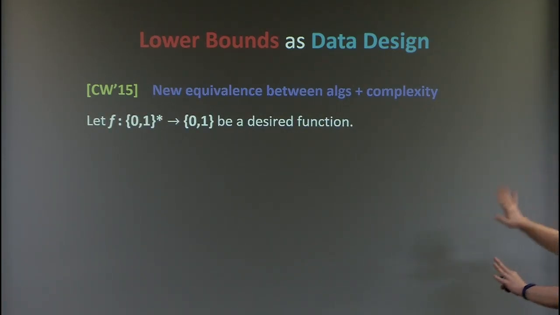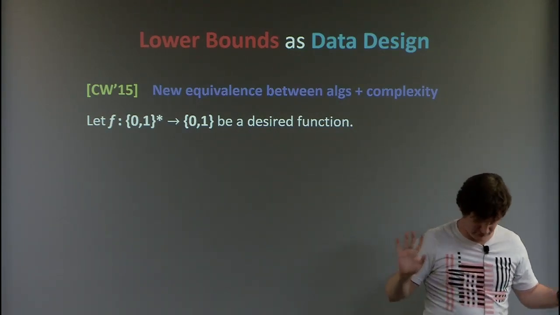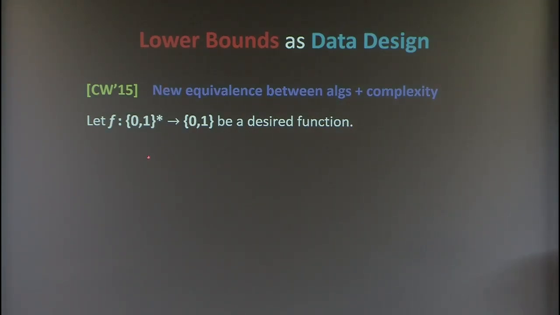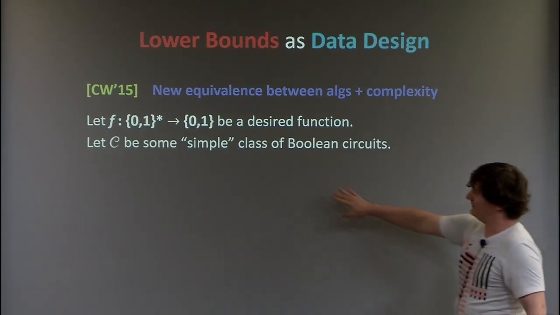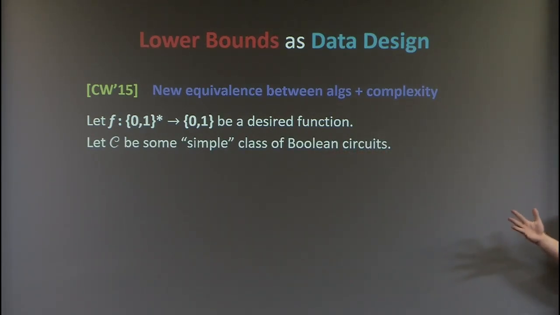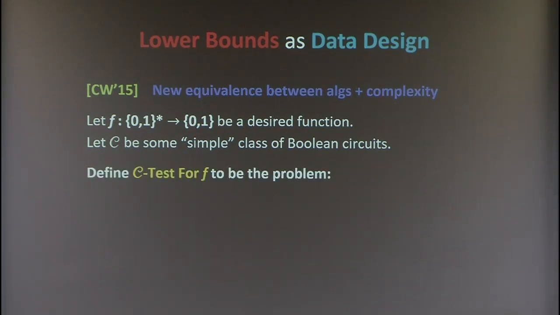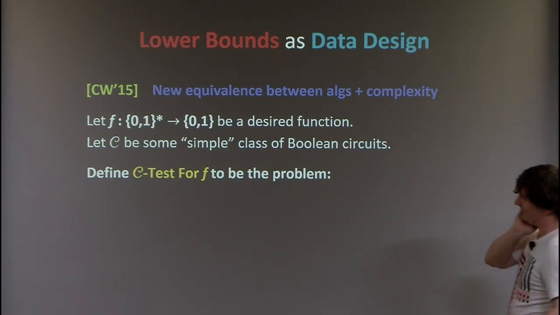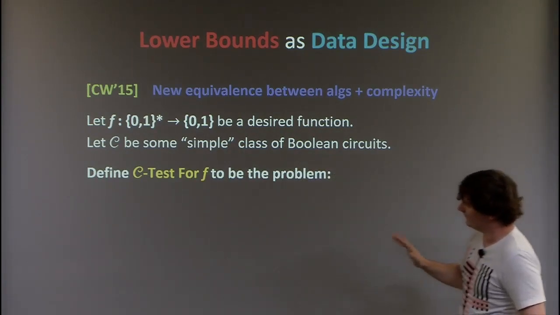So let f be some function we'd like to compute. Now, initially, f is just over infinite input. So let C be some simple class of Boolean circuits. Now, we want to test whether a given circuit from this class is computing our desired function on some slice of that function, depending on the number of inputs to our circuit. So we define C-test for f to be the following problem.